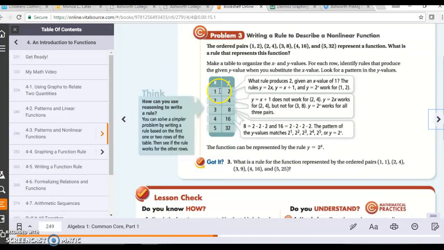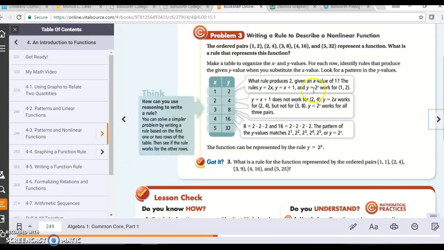So let's take a look at the first pattern that they came up with. They have y equals 2x. So 2 times my x gives me 2. 2 times 2 gives me 4, but 2 times 3 gives me 6, not 8. So this one will not work. Let's take a look at the next one. x plus 1. So 1 plus 1 gives me 2. 2 plus 1 gives me 3, so that one doesn't work.